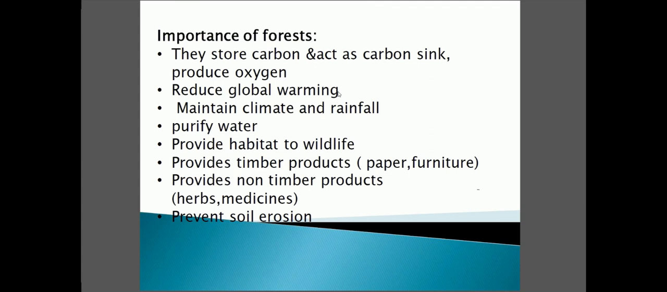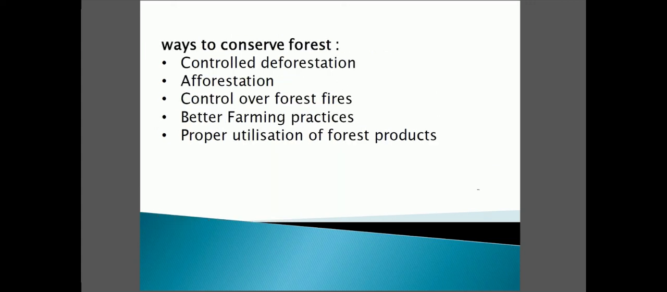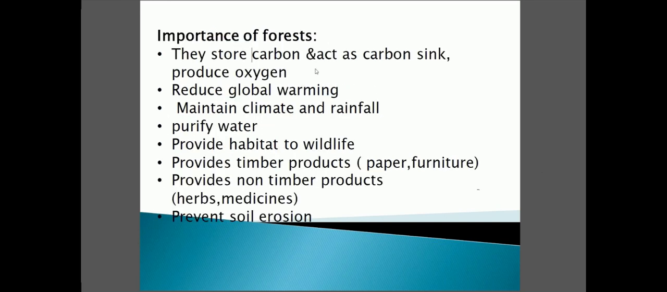It's the biggest need of nature. It provides timber products, which could be in the form of paper and furniture. It provides non-timber products in the form of herbal medicines, and it prevents soil erosion through their roots. If they are preventing soil erosion, they are also preventing floods and preserving soil fertility and many more. These benefits could be unlimited.